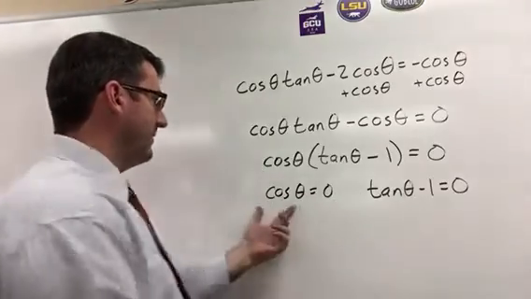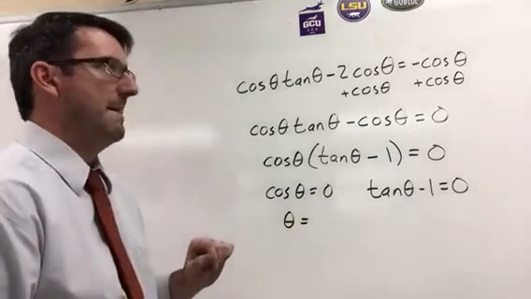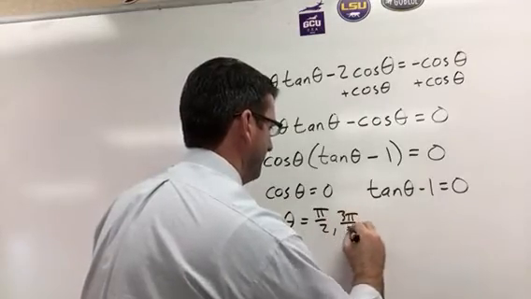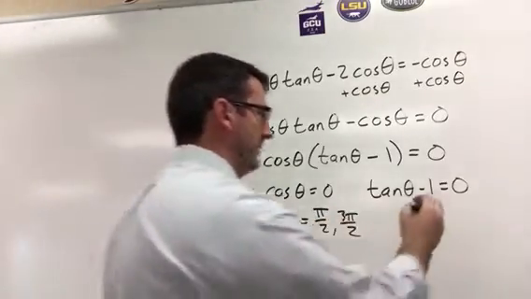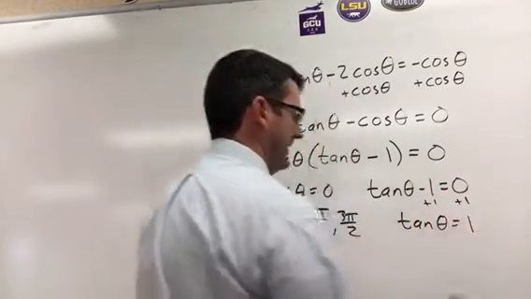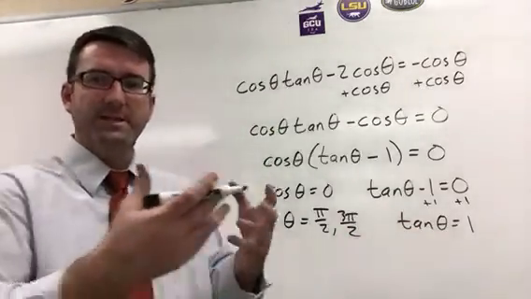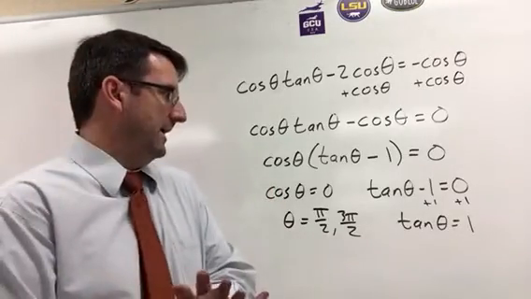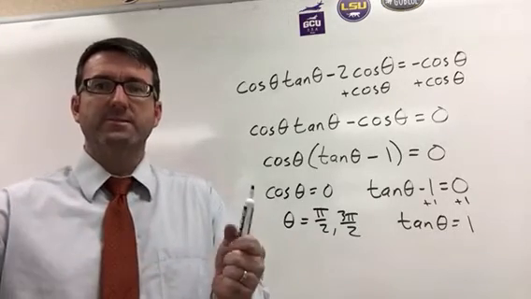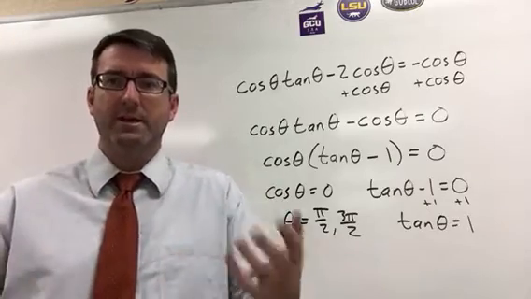All right, so over here, if cosine theta equals 0, then theta is going to be pi over 2 or 3 pi over 2. And over here, we're going to want to add 1 to both sides, so tangent theta equals 1. And now tangent isn't on your unit circle, but remember tangent is sine over cosine. So if the tangent is equal to 1, you're going to want to look for places where the sine and the cosine are the same, because anything divided by itself is 1.